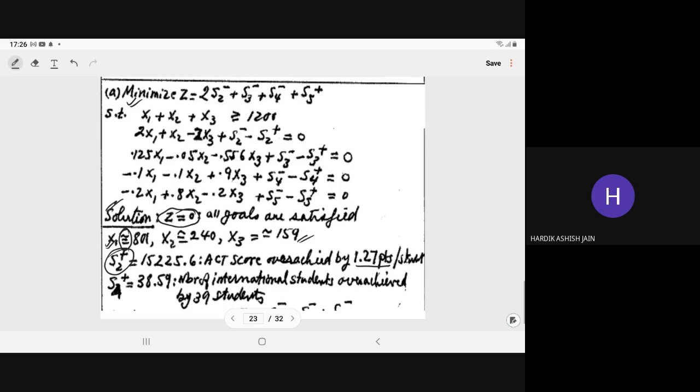Any doubt? Okay. Online, any doubt? I am not going into the solution part, I just have to explain here what the conclusion of the solution is.